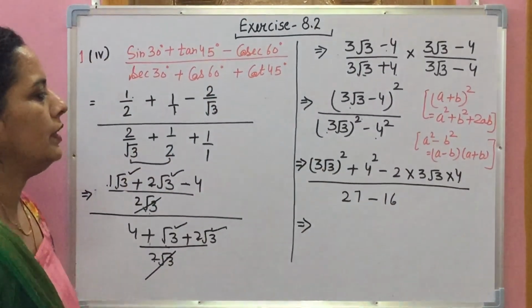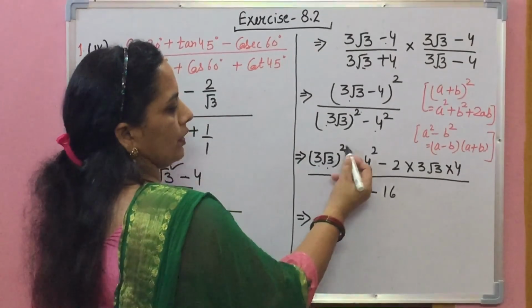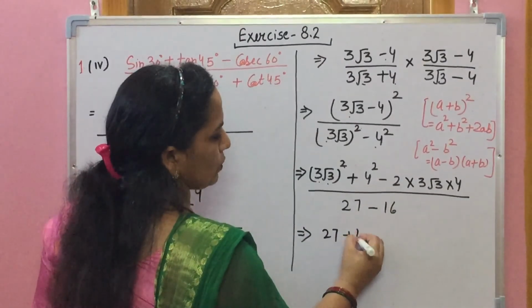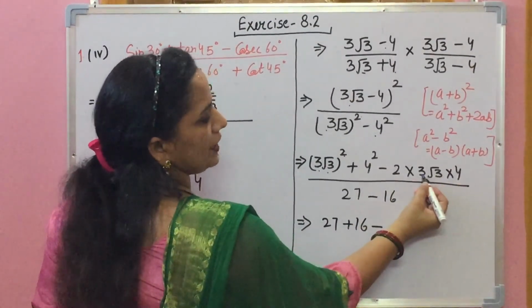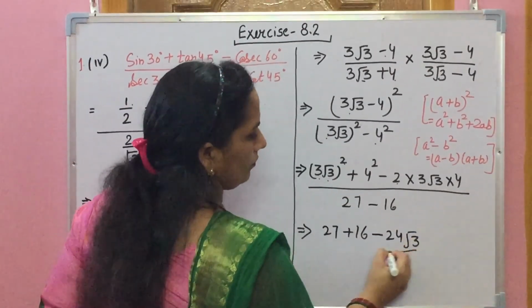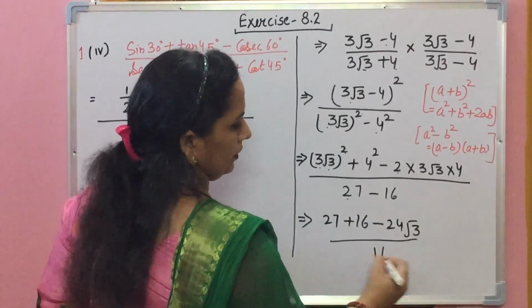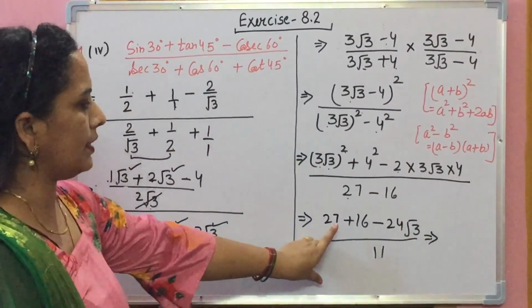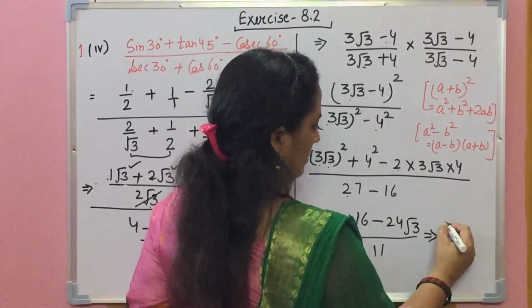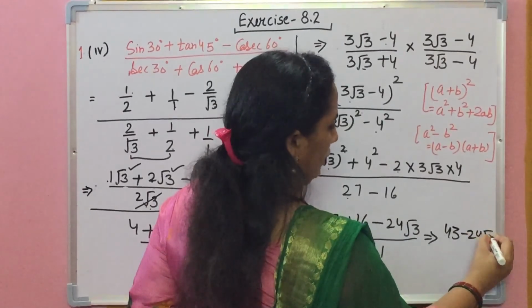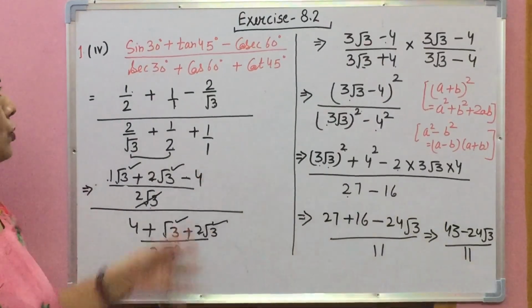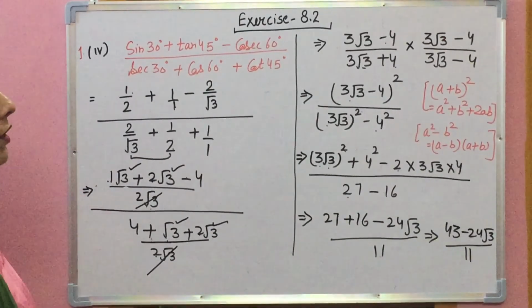Now solve this term. 3 square root of 3 whole square, 3 square 9, 9 3 ja 27, 4 square 16, 4 3 ja 12, 12 2 ja 24. Subtract. So our final answer is add these terms. Minus 24 square root of 3, and in denominator we have 11. So this is our solution of part number 4 of question number 1.